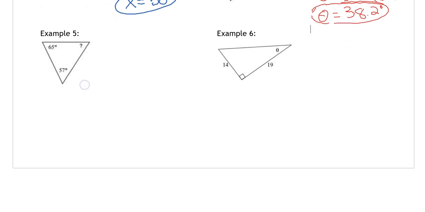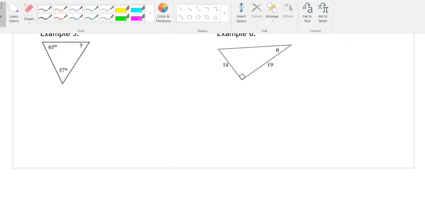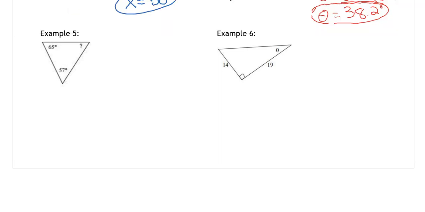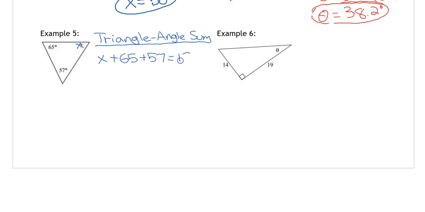All right. Example 5. Example 5 is another one where I'm given 2 angles. I'm not given any sides. So example 5 is also our triangle angle sum theorem. So, right, I have x here. So x plus 65 plus 57 equals 180. 65 and 57 are on the same side here, so I have 122.